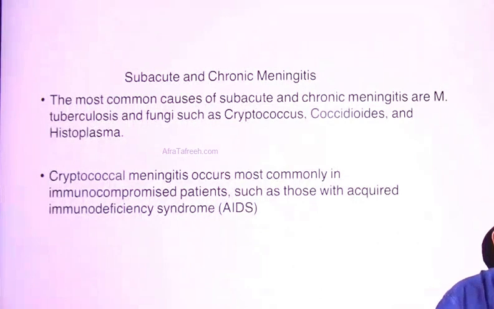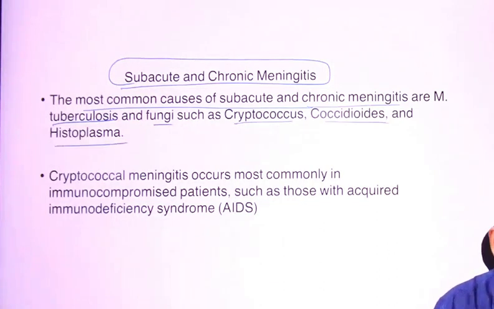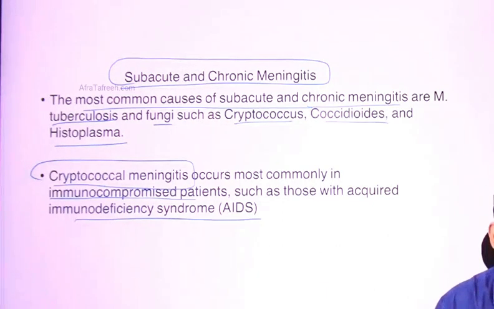Fine. So we have talked about the acute ones. Now for the subacute and chronic ones. The most common cause of subacute and chronic meningitis is Mycobacterium tuberculosis, which you have discussed before, and fungi such as Cryptococcus, Coccidioides, that dimorphic one, and Histoplasma can associate with this variety of subacute and chronic meningitis. Cryptococcal meningitis, I have already told you, happens in immunocompromised ones, in HIV positive ones.